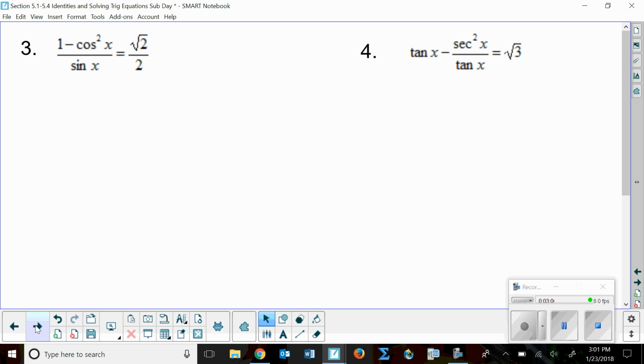All right, two more problems. Work on these two with the video paused, and then come back and check your answers.